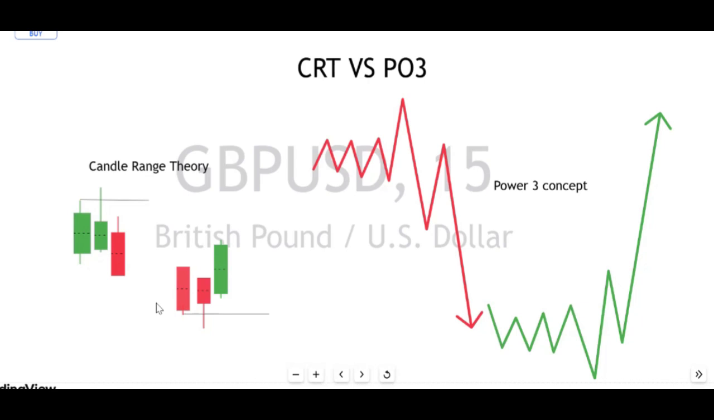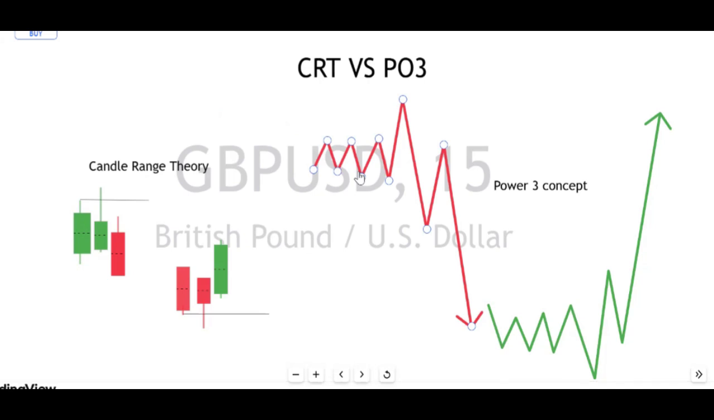Another thing you should know is that, in some instances, you may see candle range theory doing what seems like a power tree concept on a lower time frame. If you see your candle range theory on the 4 hour, daily or weekly, and you go to your 15 minutes or 1 hour, you will see something like a power tree concept. Just like we know the similarity that they are both liquidity concepts, right? Price takes out liquidity above or below a previous low.